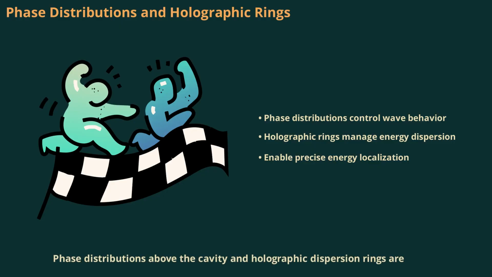Phase distributions above the cavity and holographic dispersion rings are key visual and functional elements in the multi-flavor polariton field architecture. These features represent the spatial variation of phase and the dispersion of energy within the system. By engineering these patterns, the system can achieve precise control over wave propagation, interference, and energy localization.